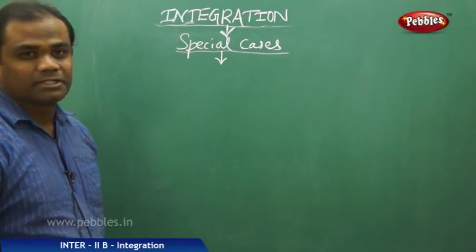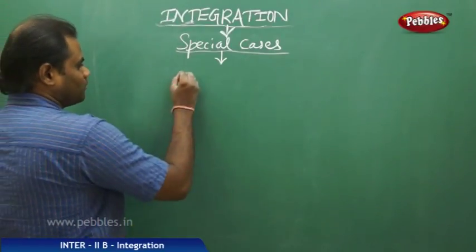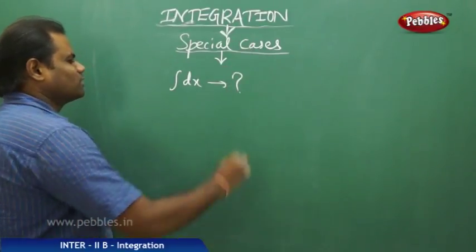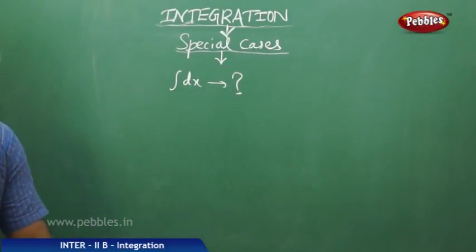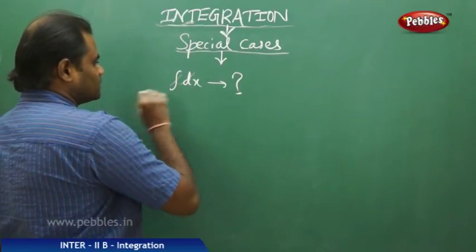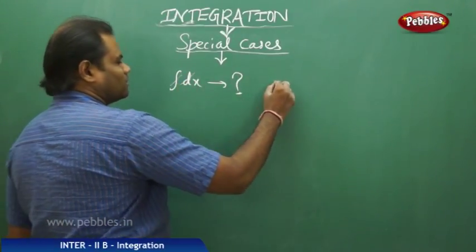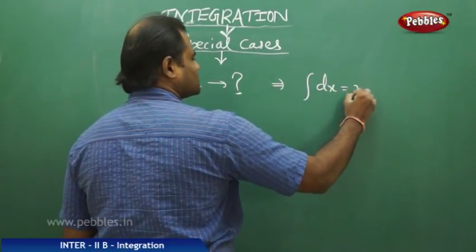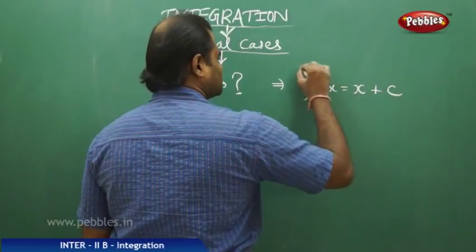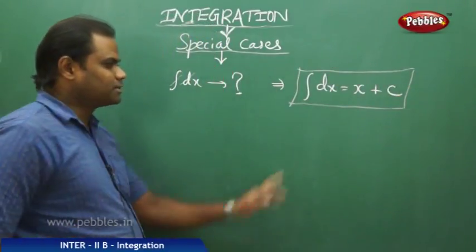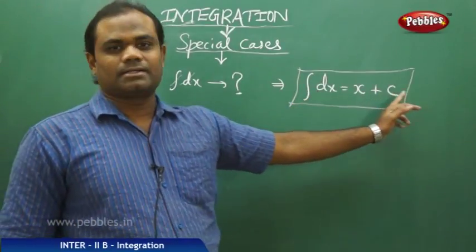Now let's see the special cases where if I want to find integral dx, then what is the value of integral dx is the biggest question. Now as we know that integral and derivative get cancelled, therefore integral of dx is always said to be x plus c. Derivative of integral of dx is x plus c.